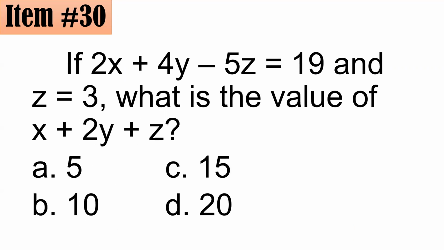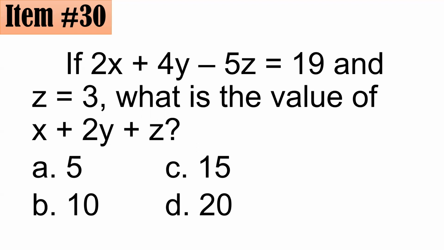30. If 2x plus 4y minus 5z equals 19 and z equals 3, what is the value of x plus 2y plus z? Did you go for 5, 10, 15, or 20? Wow, grabe. So far, sa lahat ng sumasagot, parang unanimous yata tayong lahat, almost. Pero so far, okay, tingnan natin kung D ay tama.